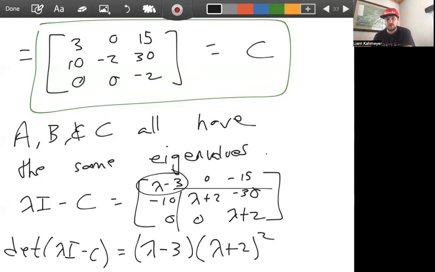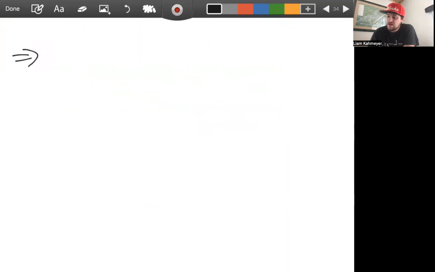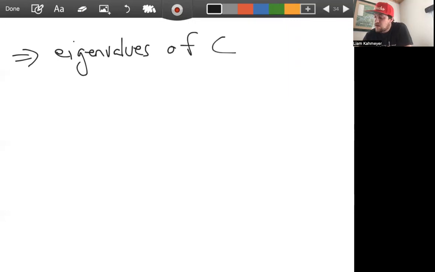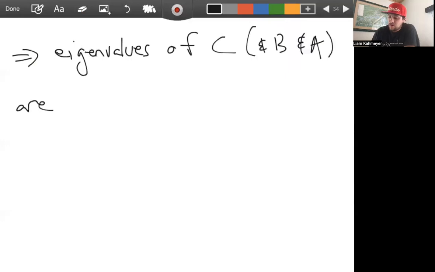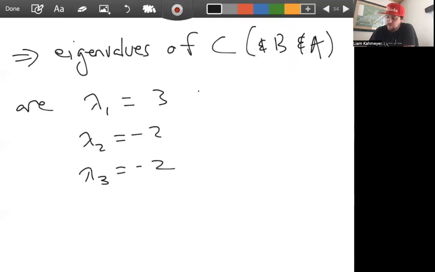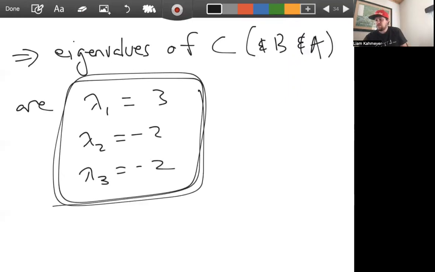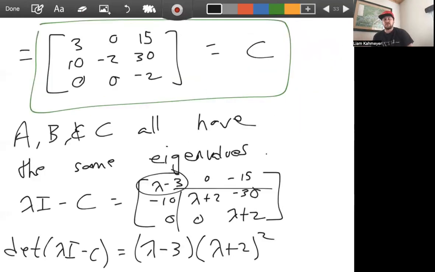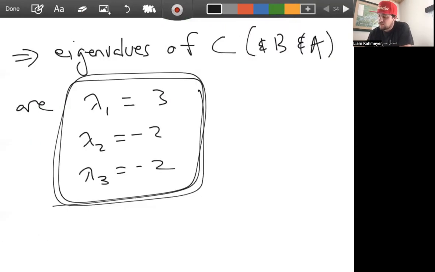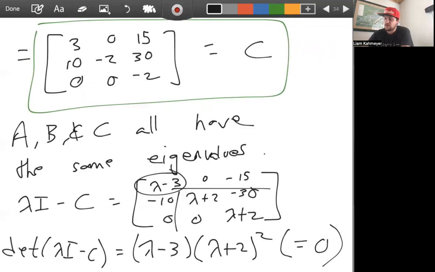It's like lambda minus 3 times the determinant of this. Every other term in that determinant will vanish, which means the eigenvalues of C and B and A, which is what we wanted, are lambda 1 equals 3, and then we have a double root of lambda 2 equals negative 2, and lambda 3 equals negative 2. And so this made the computation of the determinant, or of the characteristic polynomial, characteristic equation, much, much easier, right? Because remember, we found the eigenvalues by setting this equal to 0 and solving for lambda.